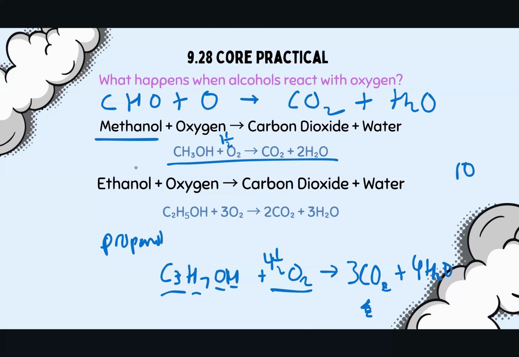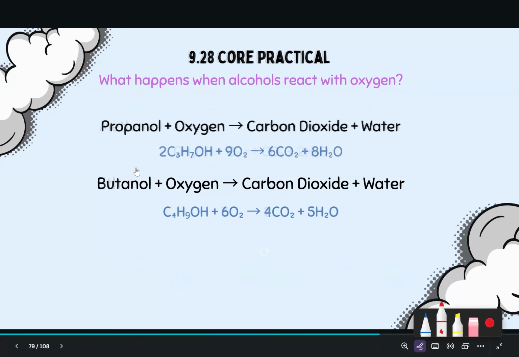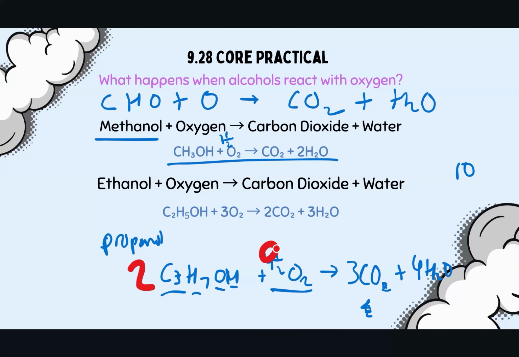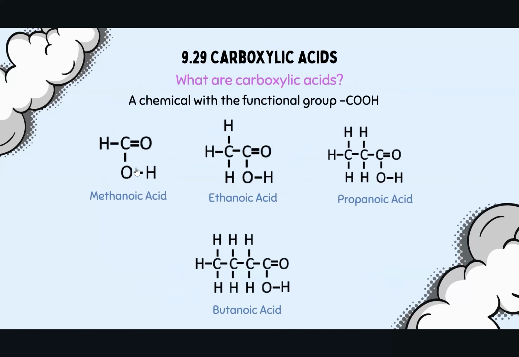So you can just double the whole thing. We can double it by changing it to 2 of these, 9 of these, 6, and 8. But half is fine. That's what it's showing here: 2, 9, 6, 8. You don't have to double it. You can put it as a half if you want to.